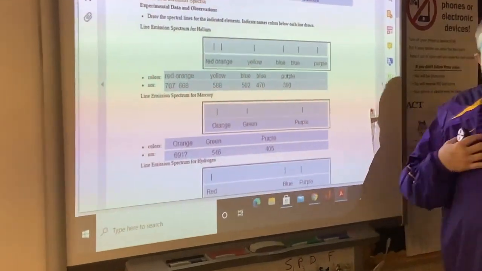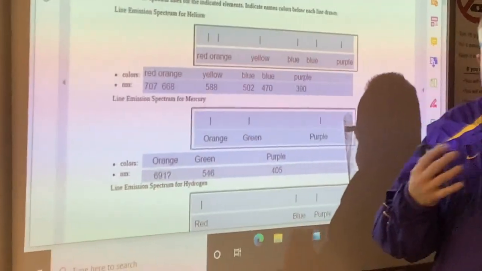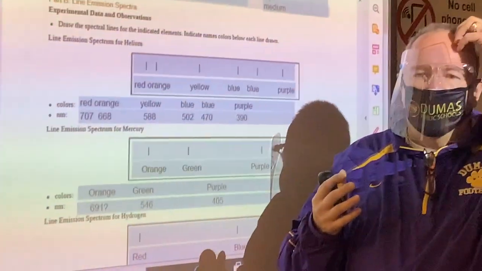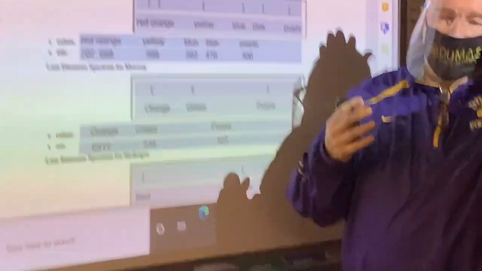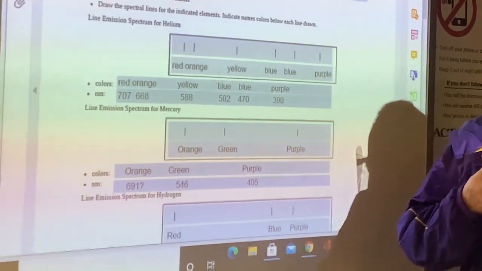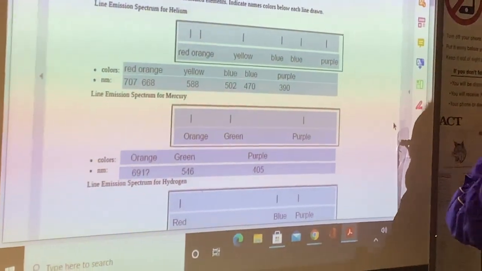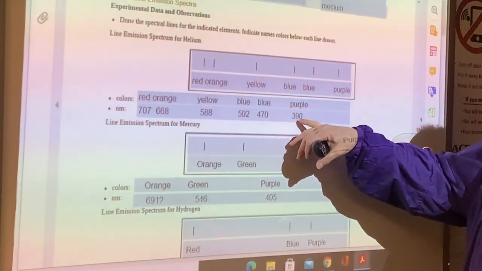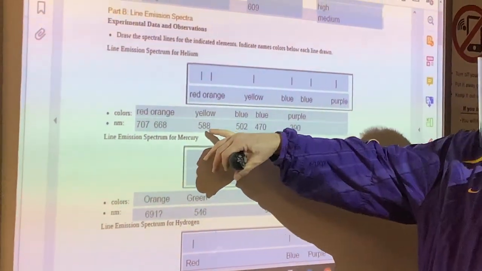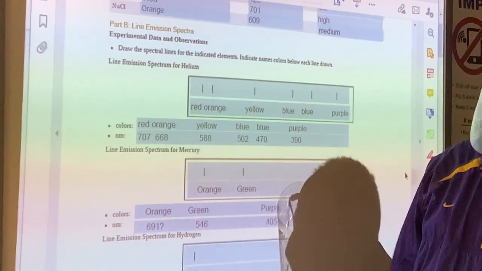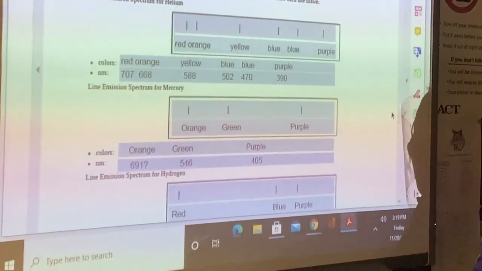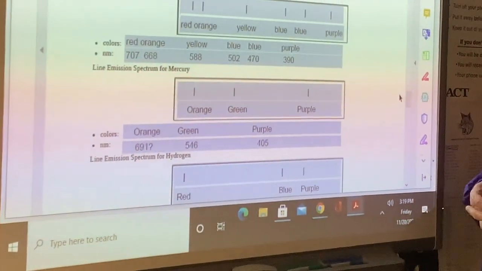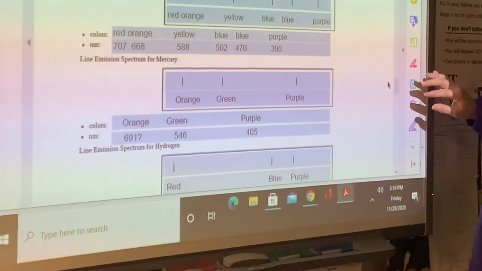It's very easy to look up the wavelengths of those lines, and that's what I did. And they are at 390, 470, 502, 588, 668, and 707 nanometers, with the highest energy down here in the purple.